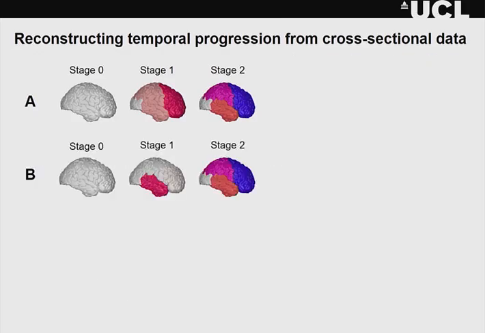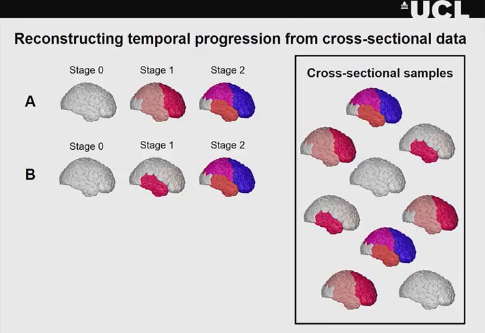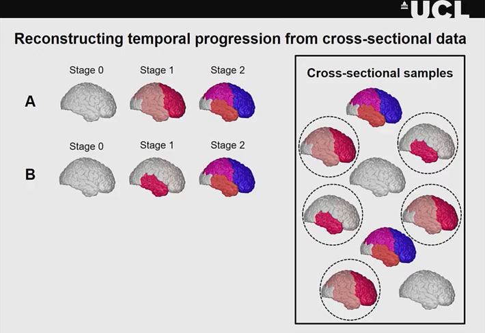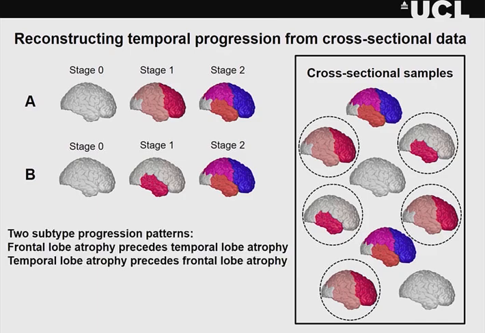And we can extend this idea to subtypes. So now if we have two different progression patterns, one in which the frontal lobe atrophies before the temporal lobe, and the other in which the converse is true, what we'll observe now if we take a cross-sectional sample of individuals is that some individuals have just temporal lobe atrophy, but that we also have individuals with just frontal lobe atrophy. And from this, we can infer that there are two different progression patterns, one in which the frontal lobe atrophies before the temporal lobe, and another in which the converse is true.